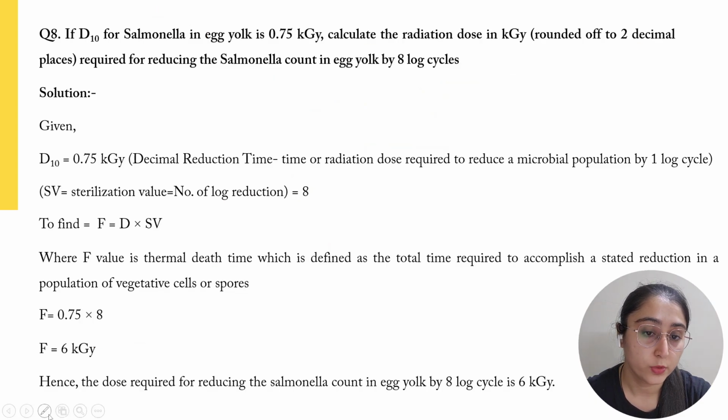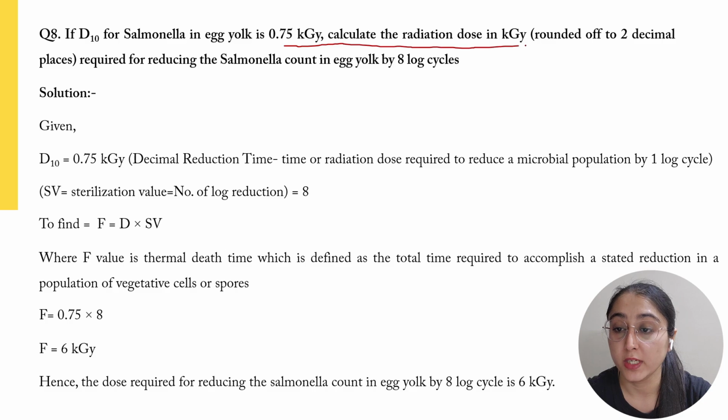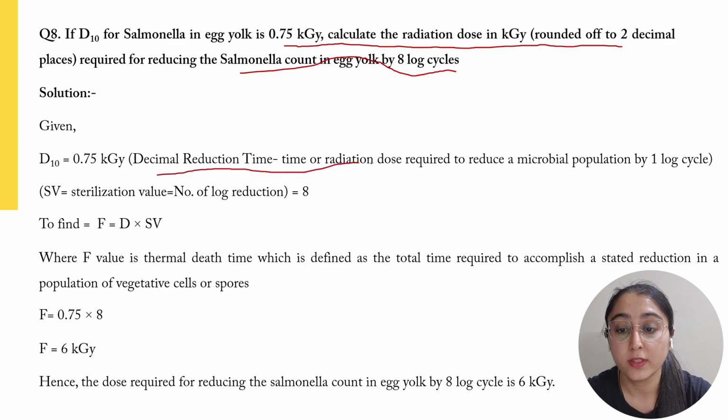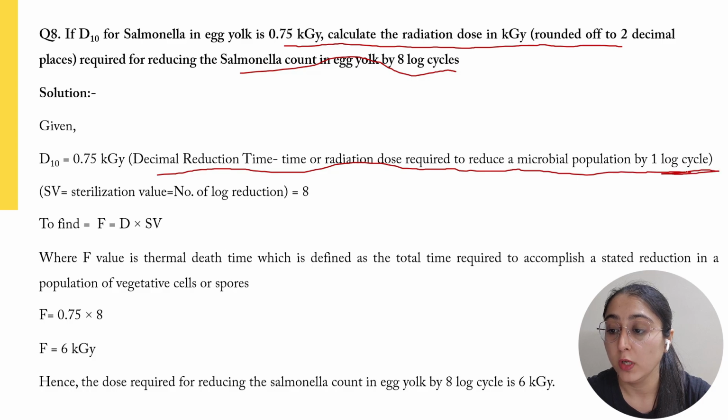Now heading on to the next question we have. If D10 for Salmonella in egg yolk is 0.75 kg, calculate the radiation dose in kg, rounded off up to 2 decimal places, required for reducing the Salmonella count in egg yolk by 8 log cycles. So again we are given the D10 value, which is the decimal reduction time or the radiation dose which is required to reduce the microbial population by 1 log cycle or 90%, and we need to reduce the count by 8 log cycles, right?